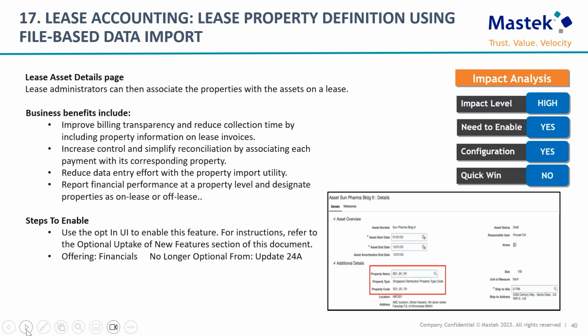As we can see in the screenshot, property details are added on the leases. This improves the billing transparency and collection time and reduces data entry time. Also, this feature is no longer opt-in with a 24A upgrade.